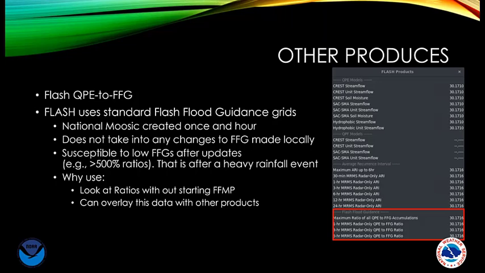It does not take into account any changes to flash flood guidance, mainly made locally. It's susceptible to low flash flood guidance after updates, especially when the ratios are greater than 500%. That is after a heavy rainfall event that fell in between when it was run. And why should you use it? You can look at these ratios without starting up FFMP. They can somewhat be compared, even though they have different data that supports them. You can overlay this data with other products.